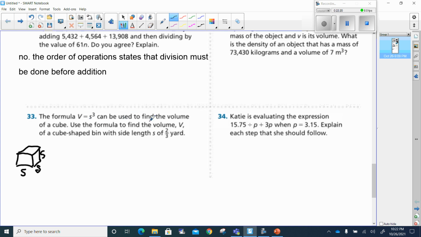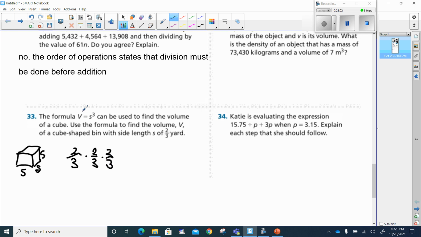Use the formula to find the volume V of a cube-shaped bin with the side length S of 2/3 yard. So this is a cube-shaped bin with the side length S of 2/3 yards. So every one of these is 2/3, and they want to know the volume, and the volume is multiplying all these together. That would give me 2/3 times 2/3 times 2/3.